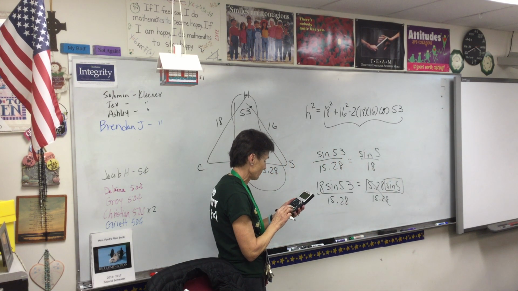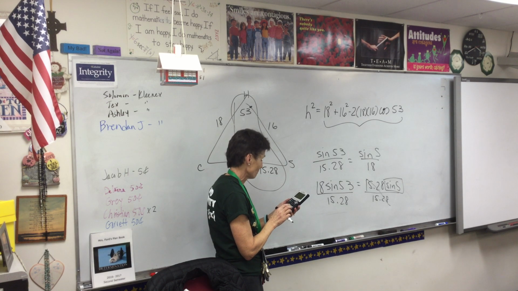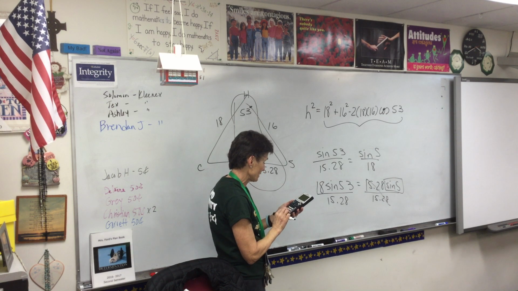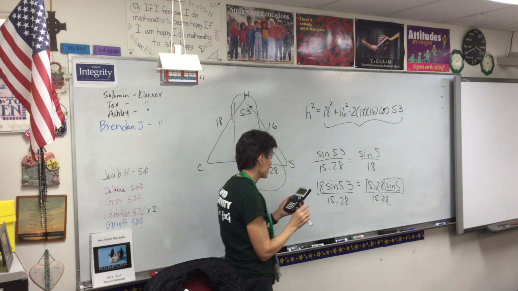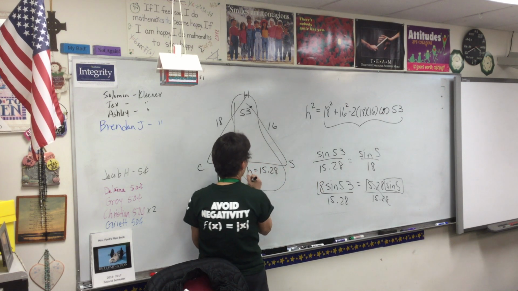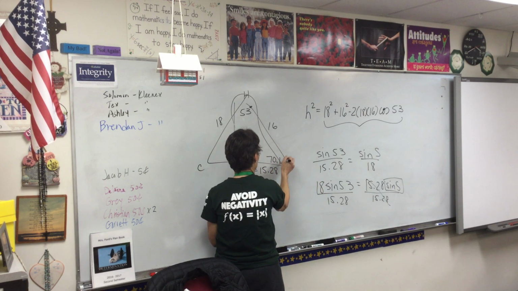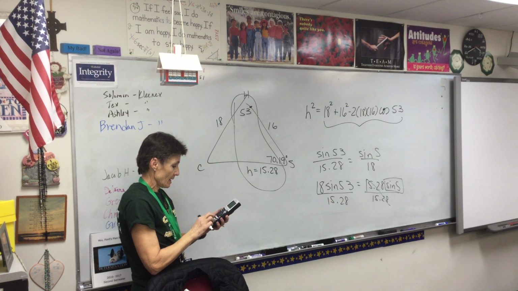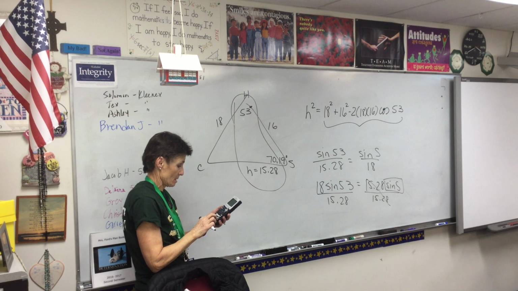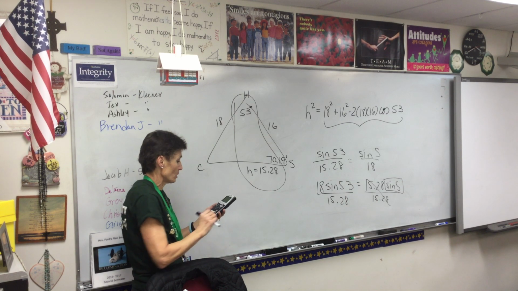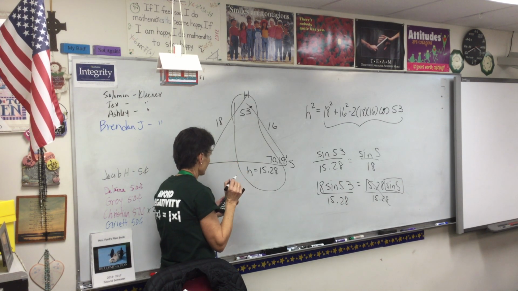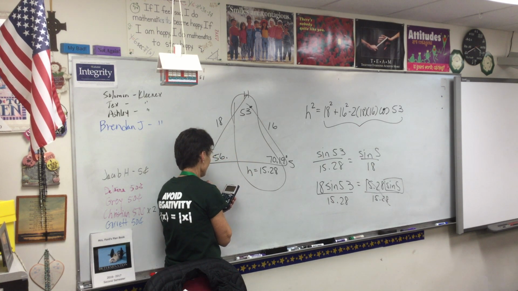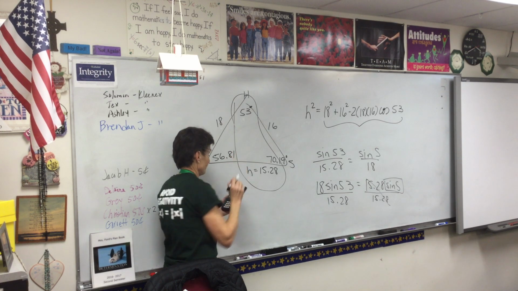So I'm going to second sine. Allie, please type this in if you had trouble with it. Second sine, 18 sine 53, close parentheses, divided by 15.28. I got 70.19. And then how do I find the last one? Add them up and subtract from 180. 70.19, is that what you got? That's what I got. And then for C, I got 56.81.